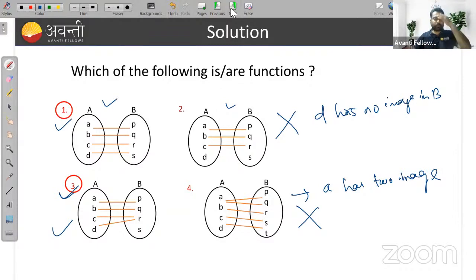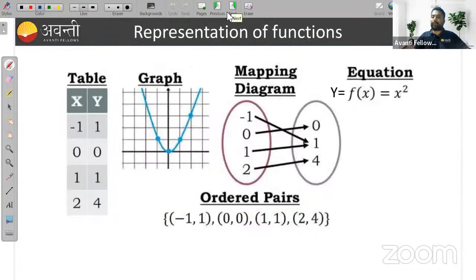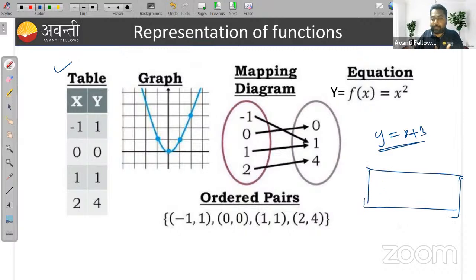Let's move. Now we'll see the representation of a function. How can we represent the function? Already you know from class 10, whenever you were asked to draw the graph of a straight line, what did you do? Suppose I give you y equal to x plus 3, draw the graph of y equal to x plus 3. You will make a table, you will take some values of x and you will get some y, then you will plot all these points in the plane, then you join those points and you will get a line.